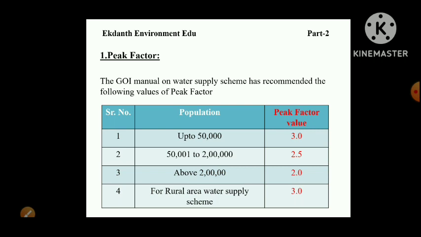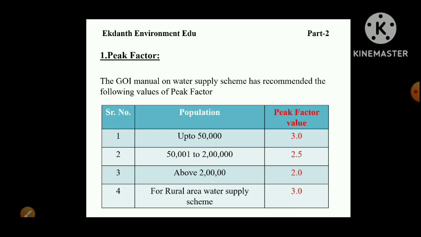Let's see: up to a population of 50,000, the peak factor value is 3. If the population is 50,000 to 2 lakh, the peak factor value is 2.5. So as the population increases, the peak factor value decreases. You can clearly see that above 2 lakh population the peak factor value is 2, and for a rural area water supply scheme the peak factor value is considered as 3.0. This peak factor value is very important from the exam point of view.